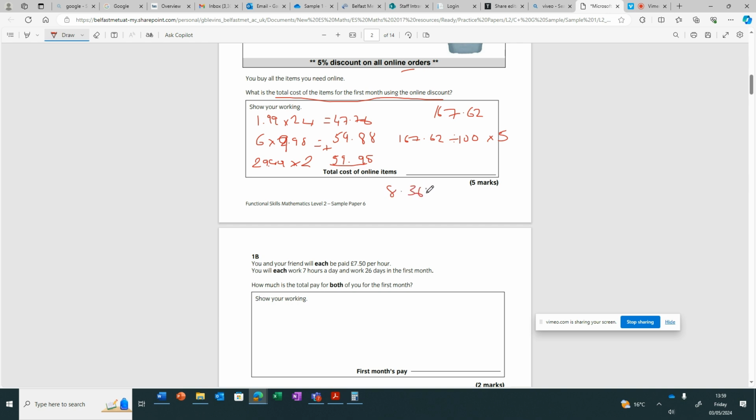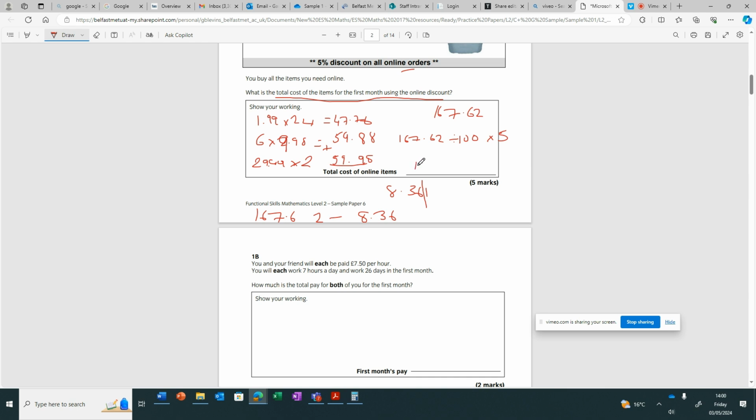So to work out the total cost, it's 167.62 take away £8.36, which will give you £159.26.